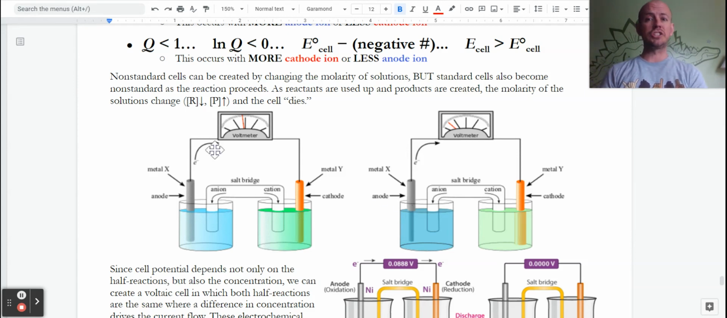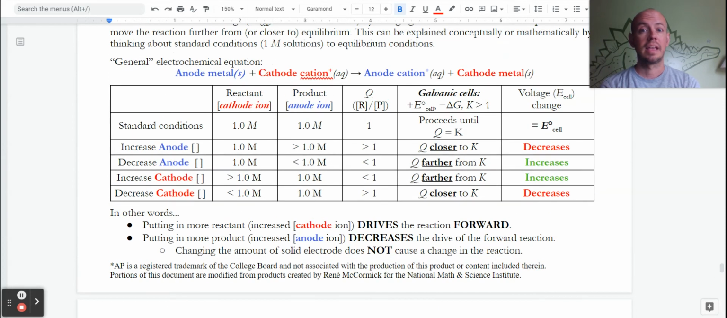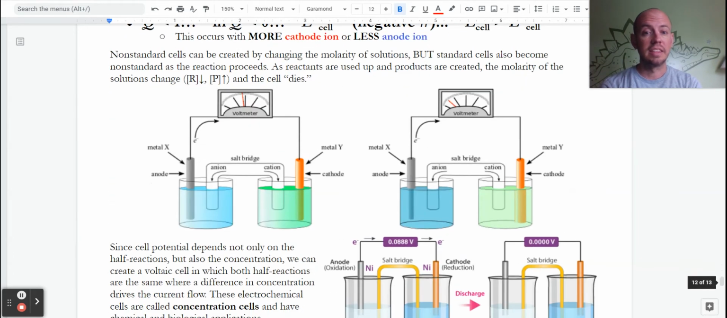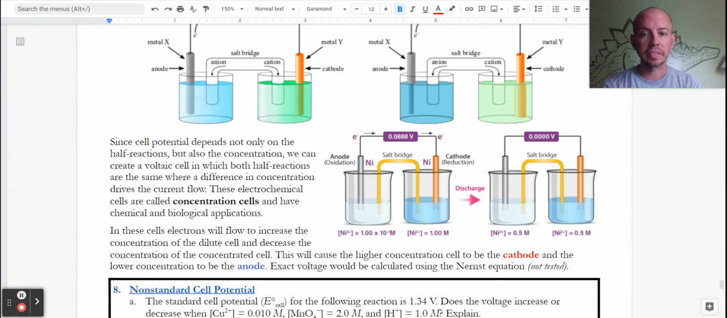So it says right here, we can change the molarity ourselves, putting in different solutions, but standard cells, if I've got my 1 molars, eventually die over time. And that's important to note as well. We run out of cathode cation. We make too much of this. This concentration is getting too high. This is getting too low, so it can't run as favorably.